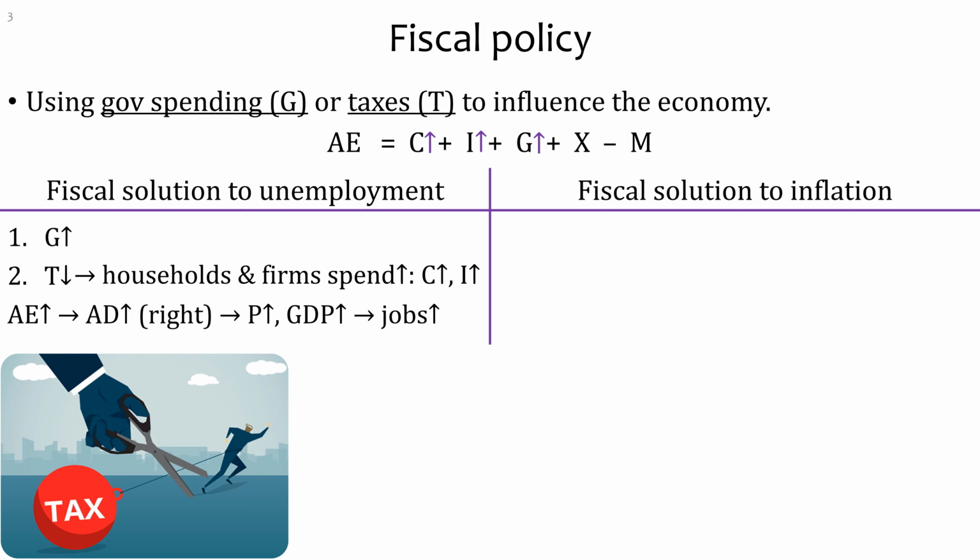And if you do the graph, you can easily see that the equilibrium will have a higher price and higher GDP. And more GDP means more demand for workers. So there will be more jobs.